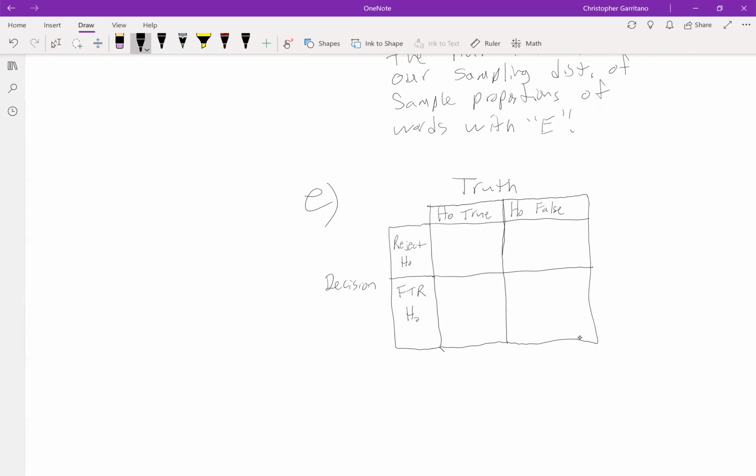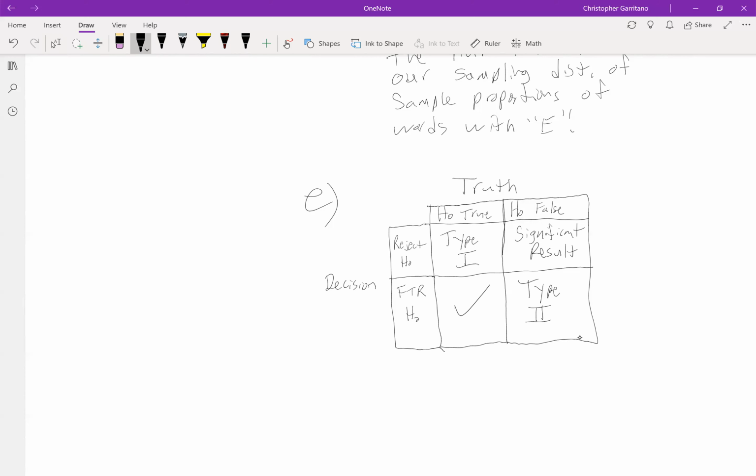Right, and so if H null is true and we reject H null, this is called the type 1 error. If H null is false and we reject H null, this is not an error. In fact, this is a significant result. If H null is true and we fail to reject H null, then that's just a correct result. It doesn't have a special name or anything like significant result. And finally, if H null is false and we fail to reject H null, this is called a type 2 error.